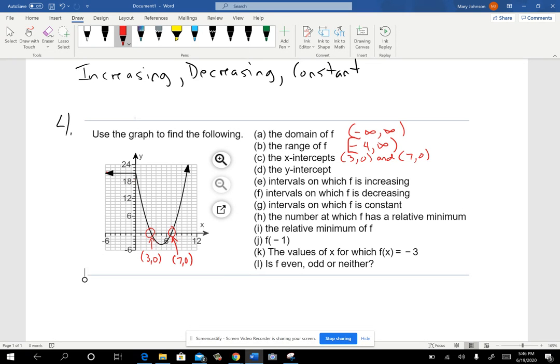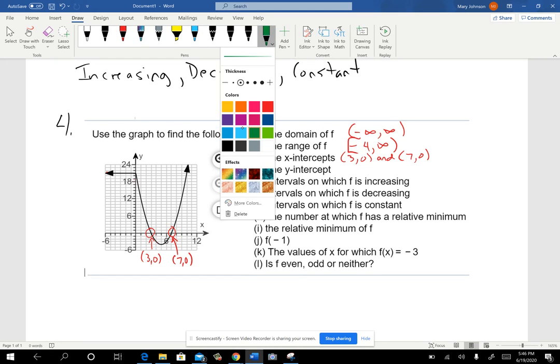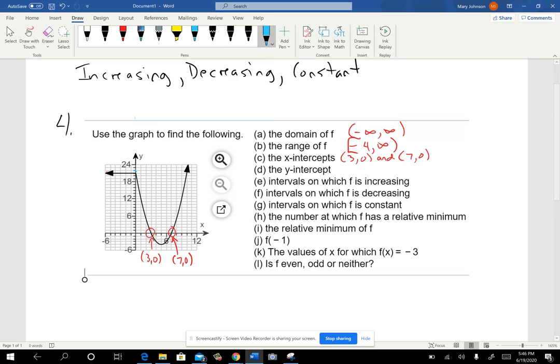And then the y-intercept, let me do that in a different color. The y-intercept is where it crosses the y-axis. So that's up here. And I counted that earlier, 19, 20, looks like it's at 21. And you wouldn't just say 21 unless it says that's okay. You would put the ordered pair (0, 21), okay?